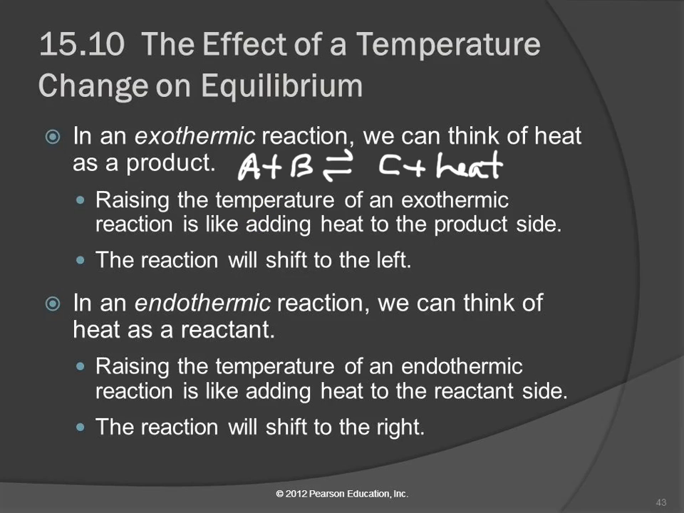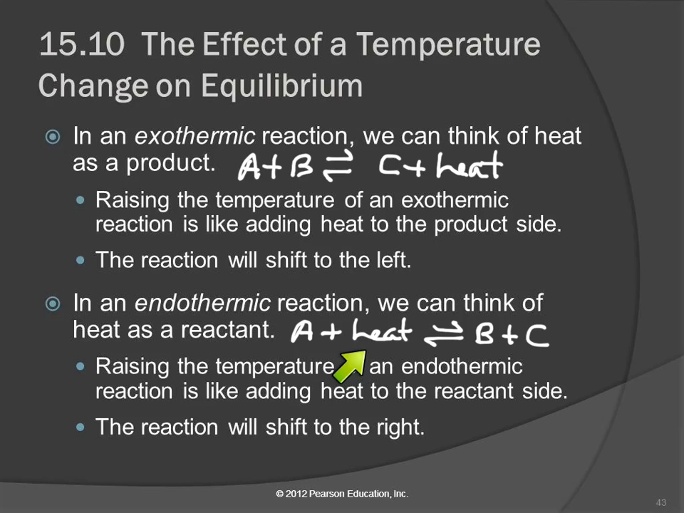In an endothermic reaction, we can think of heat as being a reactant. So this might be something like A plus heat is in equilibrium with B plus C. You have to put heat in to make the products form. Now, if I put heat in here, if I increase the temperature, that's going to shift the reaction away from that to the right. The opposite happens when we cool it down.